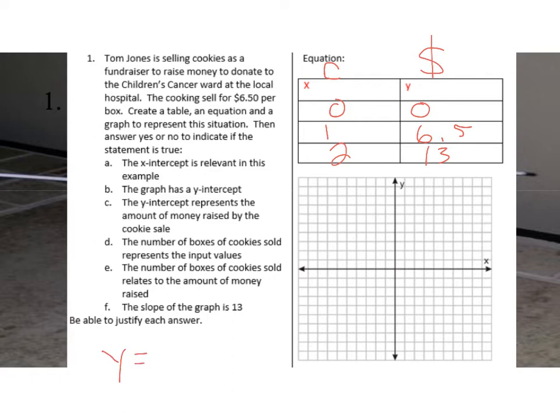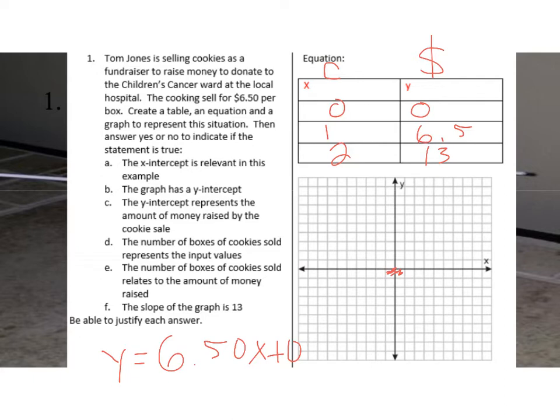I'd say our equation is y is equal to 6.50x. 6.50 is our slope, and since when x equals 0, y equals 0, the y-intercept would be 0. You can put a plus 0 if you want, but you don't need it. And so with that, we have a point at 0, 0, so we're going to graph it at the origin, somewhere in the middle there.